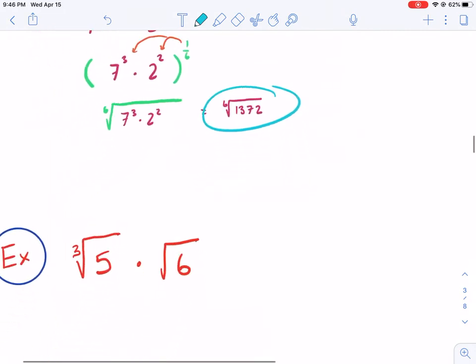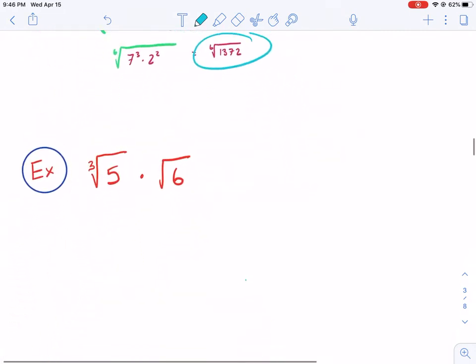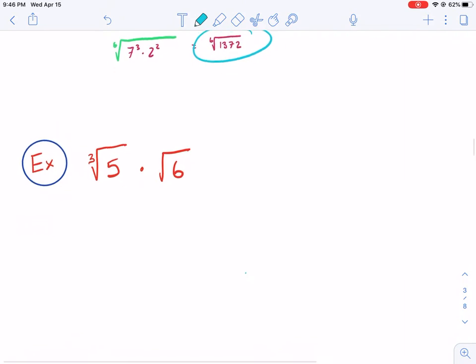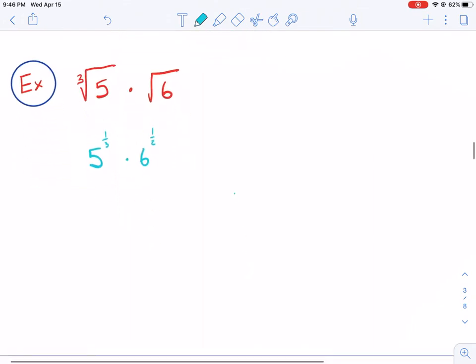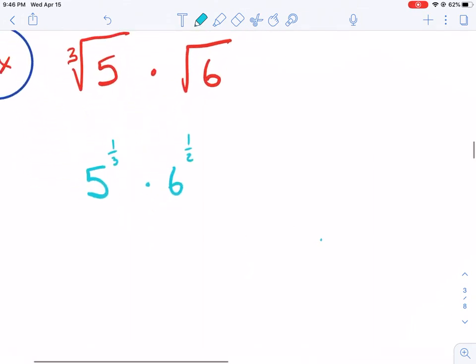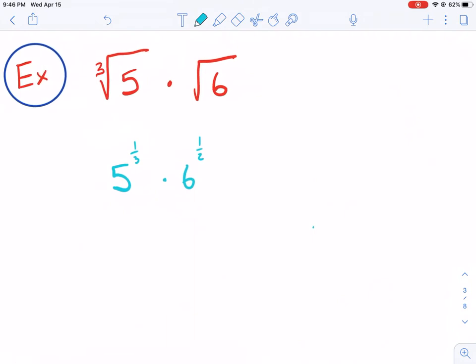Let me show you how to do this one more time with one final example, and then we are done with this section. Here we have the cube root of 5 times the square root of 6. They don't have the same index. At first glance, it looks like you cannot simplify this any further, but you can. It just requires a little manipulation. So 5 to the 1/3 power times 6 to the 1/2 power. Now we need to find a common denominator. This is very similar to the problem above, so we use the same conversions, 2/6 and 3/6.